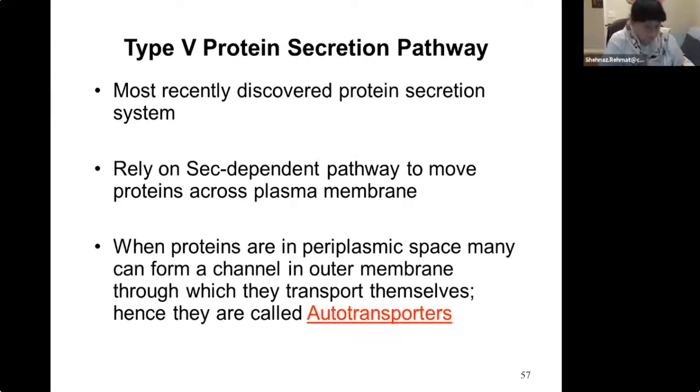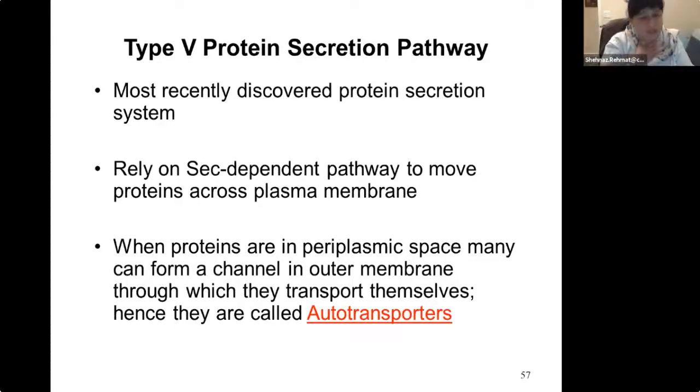We move on to type 5, which one of your papers will be discussing. Type 5 protein secretion pathway. It says it's the most recently discovered, but that's not a true statement because there are now types 6, 7, and 8 that have also been discovered. So definitely one of the newer protein secretion systems, which was fascinating. And this relies again on the SEC pathway across the plasma membrane. But then across the outer membrane, a channel is formed by the protein itself. So we call it an autotransporter.